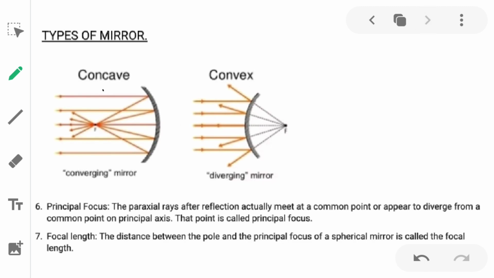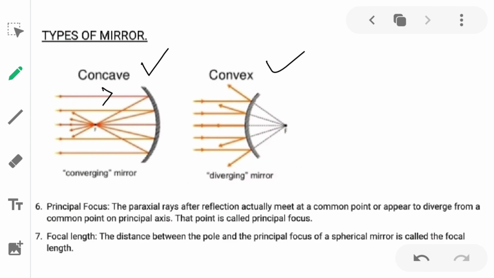In case of a concave mirror, when the paraxial rays are incident on the mirror, after reflection they converge to a common point. So this mirror is also called a converging mirror. Now in case of a convex mirror, when the paraxial rays are incident on it, they appear as if they are diverging from a common point. So this mirror is also called a diverging mirror.